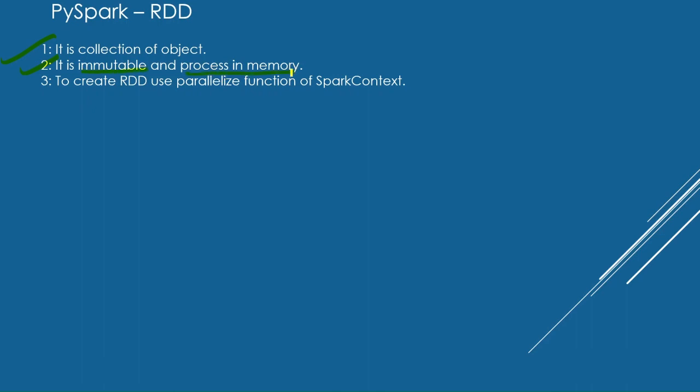And it is processed in memory. So we know that Spark is doing processing in memory. So RDD is an object which is processed in memory, and RDD is a building block of the data frame as well as the data set. So to create the RDD, we use the parallelize function, and this function is available on the Spark context.